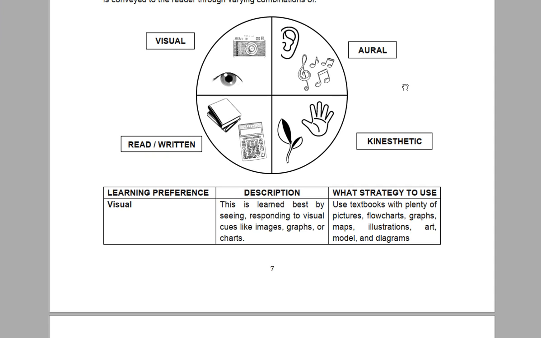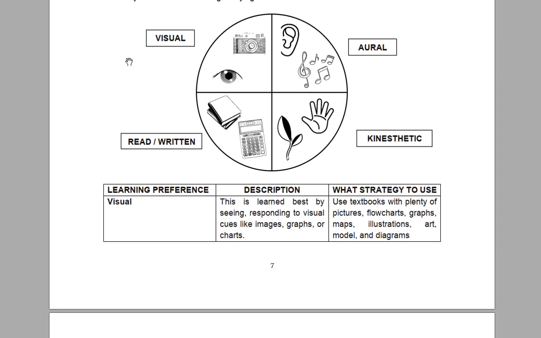So we have here visual. As you see, there's a picture of a camera and the eye. In oral, there is your ear and some musical notes and the staff, and I'm not sure, a G clef, I think. And then read or written would be a book and a calculator. And kinesthetic, we have there a hand and leaves. Okay, so learning preference or description and what strategy to use.